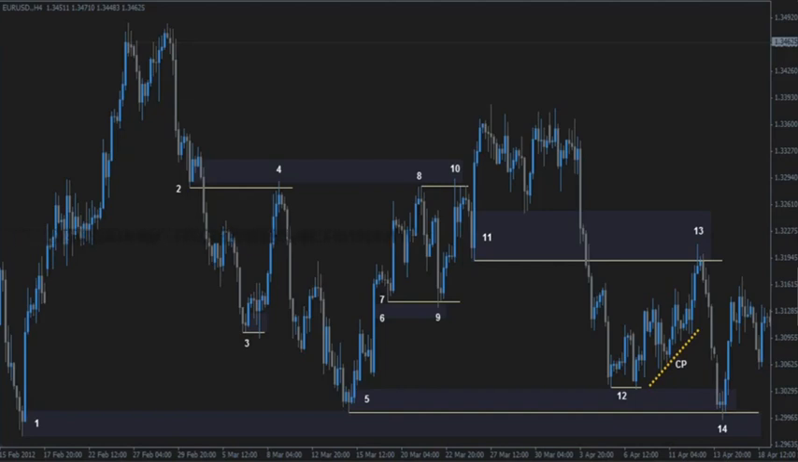change in direction. At 14, another visit to stacked demand zones and a spark into the lower demand zone, as well as a fake out of the swing low from 5 followed by a change in direction.